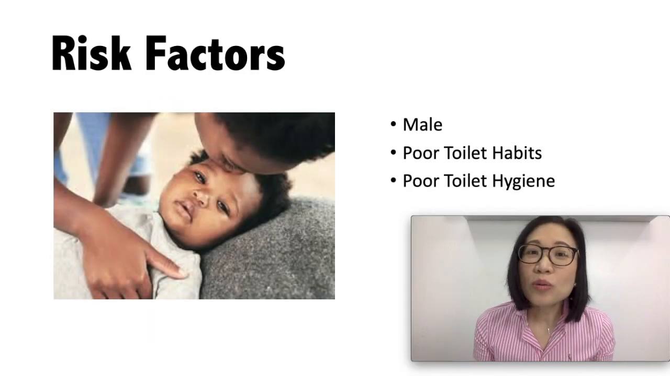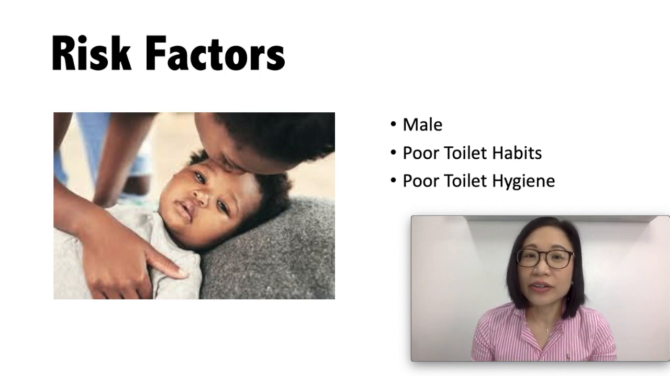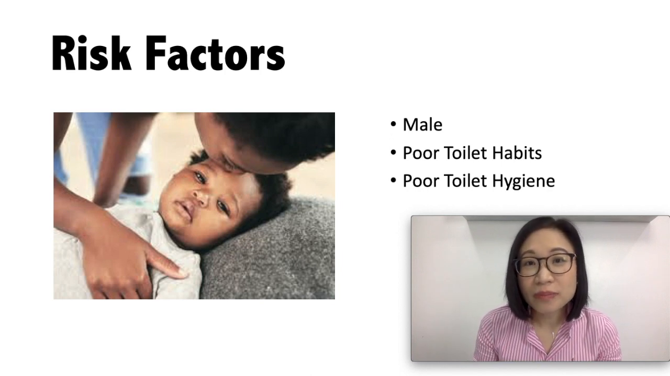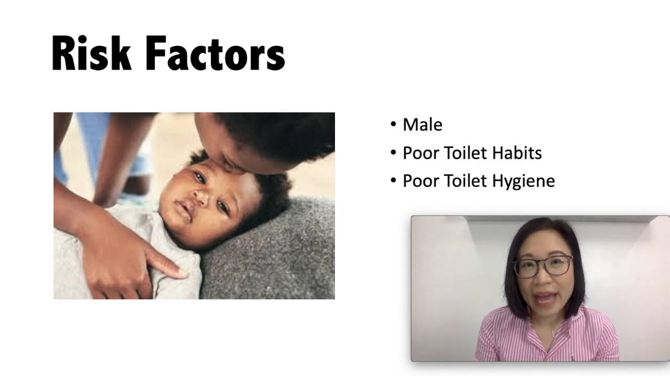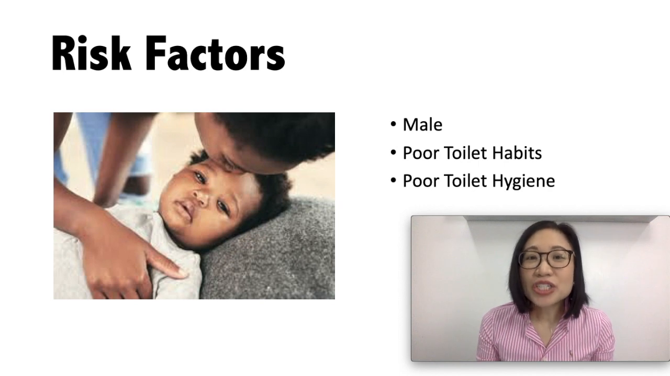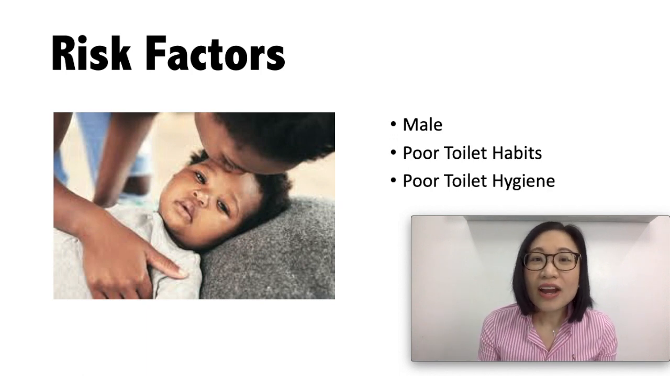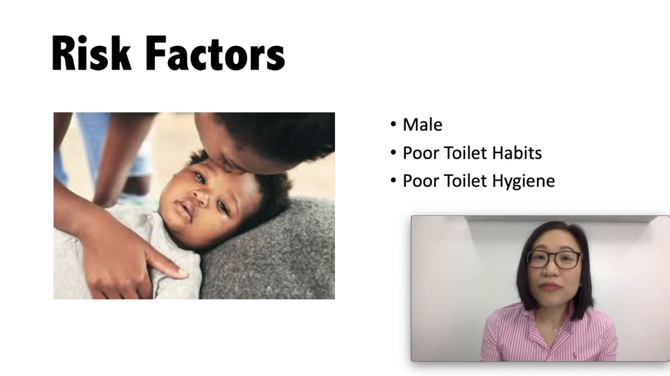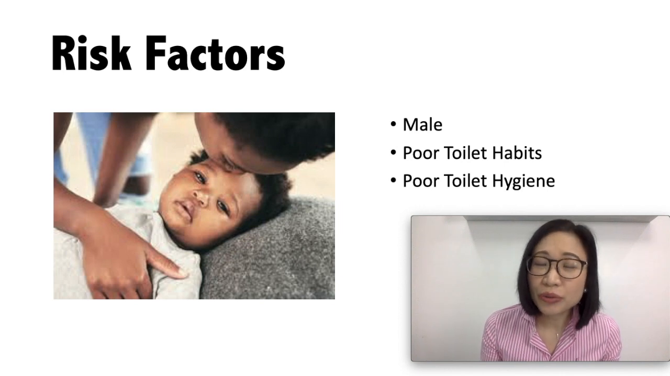Now, who are most at risk for UTIs? Being male is a risk factor, especially for uncircumcised babies. Another risk factor is poor toilet habits, which is why children are encouraged to pee every 2 to 3 hours. Another risk factor is poor toilet hygiene, which is why girls should be taught to wipe from front to back to avoid introduction of stool bacteria or poop bacteria into the urethral opening.